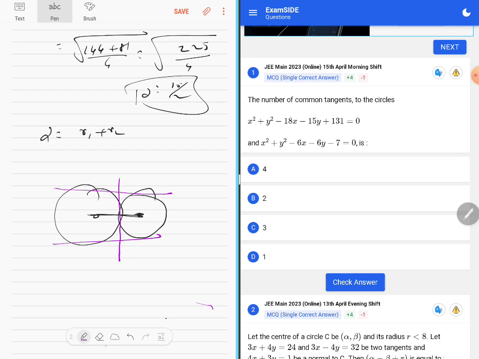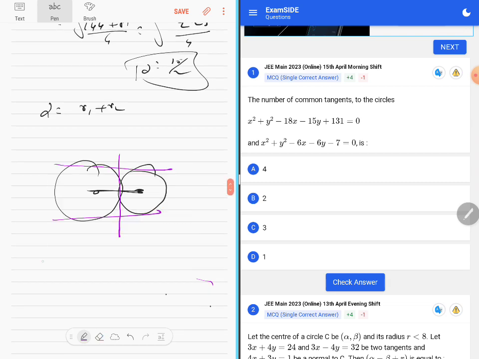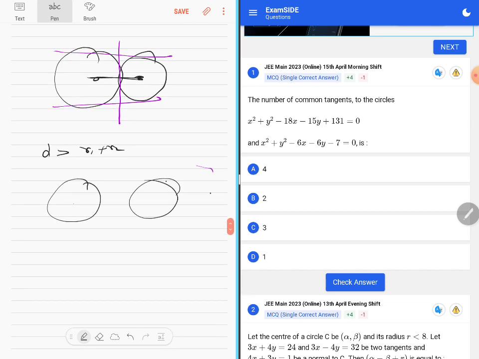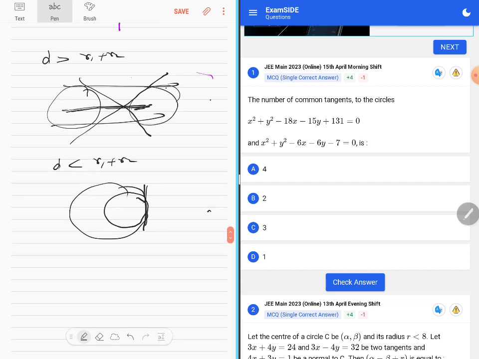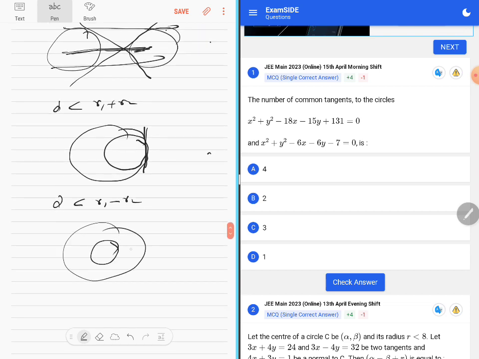1, 2, 3 common tangents can be drawn. What are the other conditions that you should know of? If D happens to be greater than r1 plus r2, then the two circles are detached circles, where D is this whole distance, which is greater than r1 plus r2. So you can draw common tangents such as 1, 2, 3, 4 if that is the case. Similarly when D is lesser than r1 plus r2, it is like this, and so you can have one common tangent. And when D is lesser than r1 minus r2, then it is like this, and so no common tangent will be there. These are the conditions that you should be aware of.